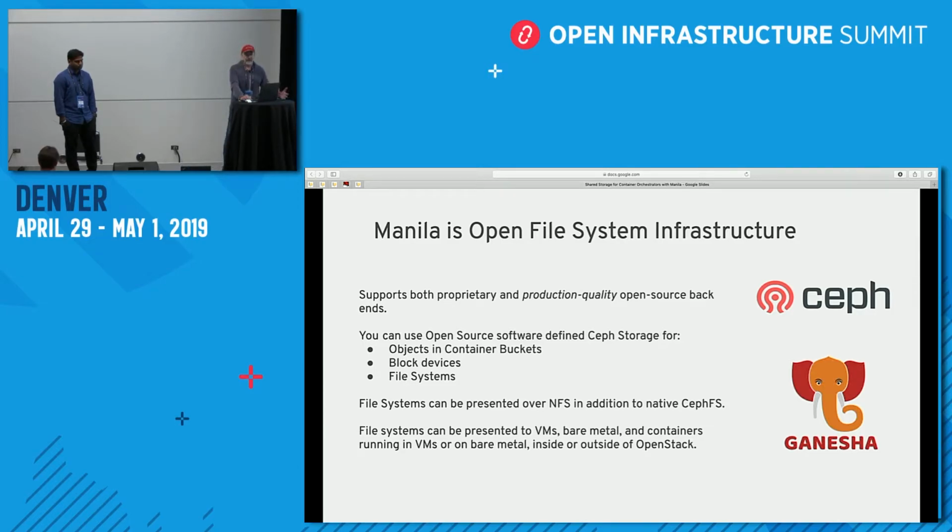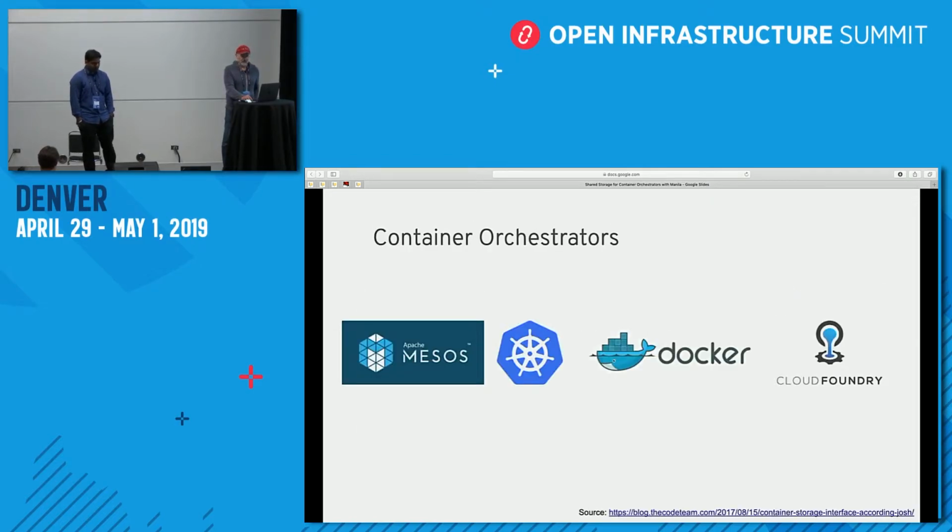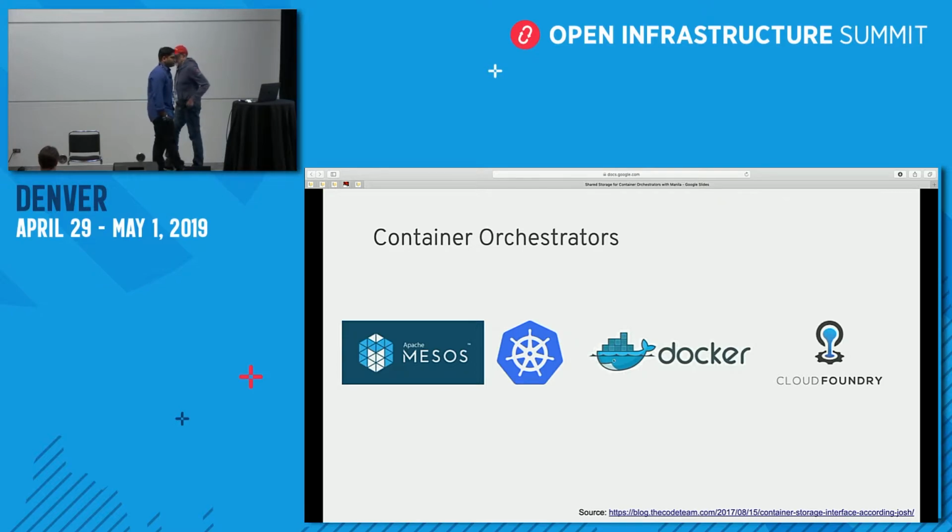So being able to do it with NFS, as well as just the ubiquity of NFS clients out there, is a huge advantage. And again, we can present these file systems to all kinds of clients: VMs, bare metal, containers, inside or outside of OpenStack. Gautam's going to talk to us about container orchestrators.